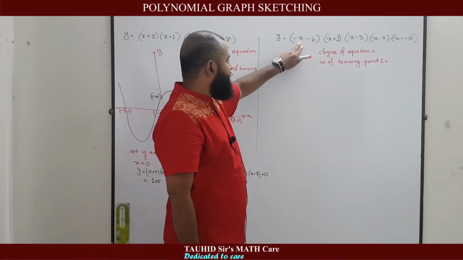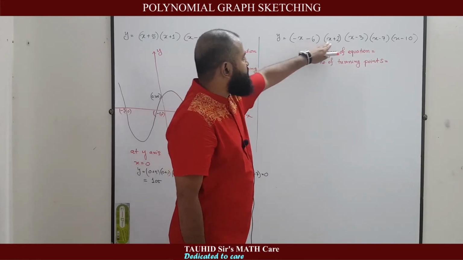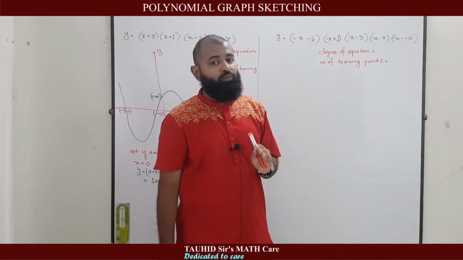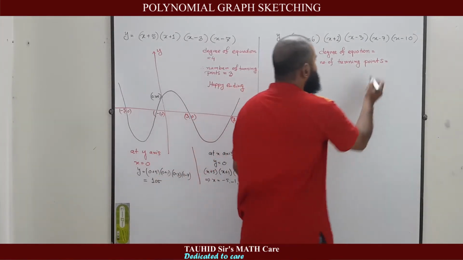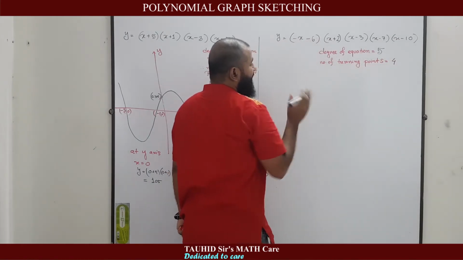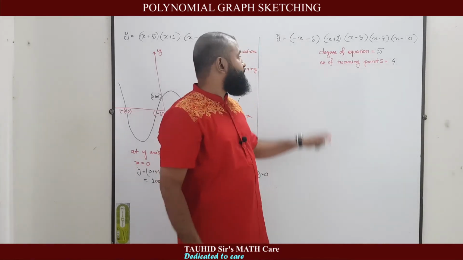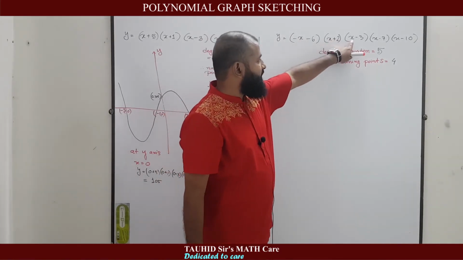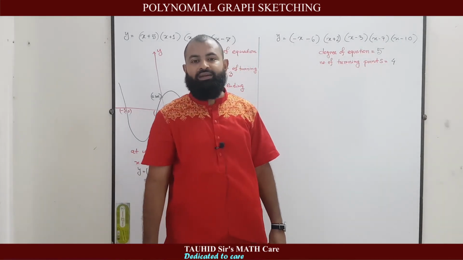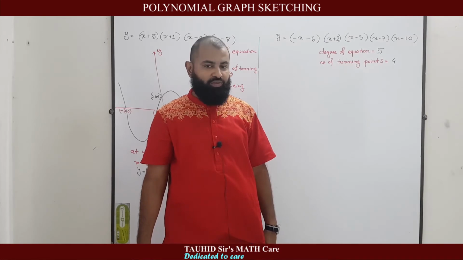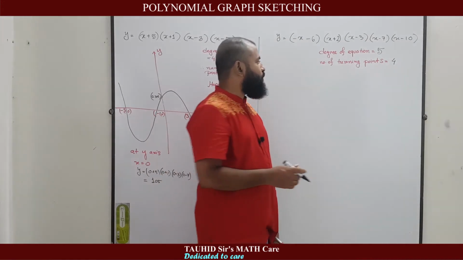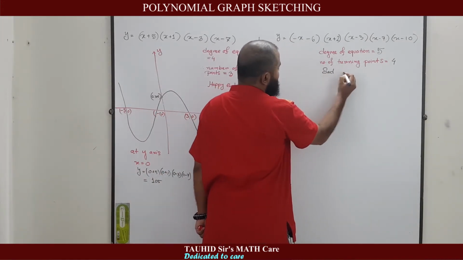Let's see how many x's we have here: 1, 2, 3, 4, 5. We have 5 x's. When we multiply them, we will get x to the power 5. So the degree of the equation is 5, so the number of turning points will be 4. And what type of ending will it have? Minus x multiplied by x multiplied by x multiplied by x multiplied by x. If we multiply all the x's, we will get minus x to the power 5. That means the coefficient of x to the power 5 is negative, so we will have a sad ending.